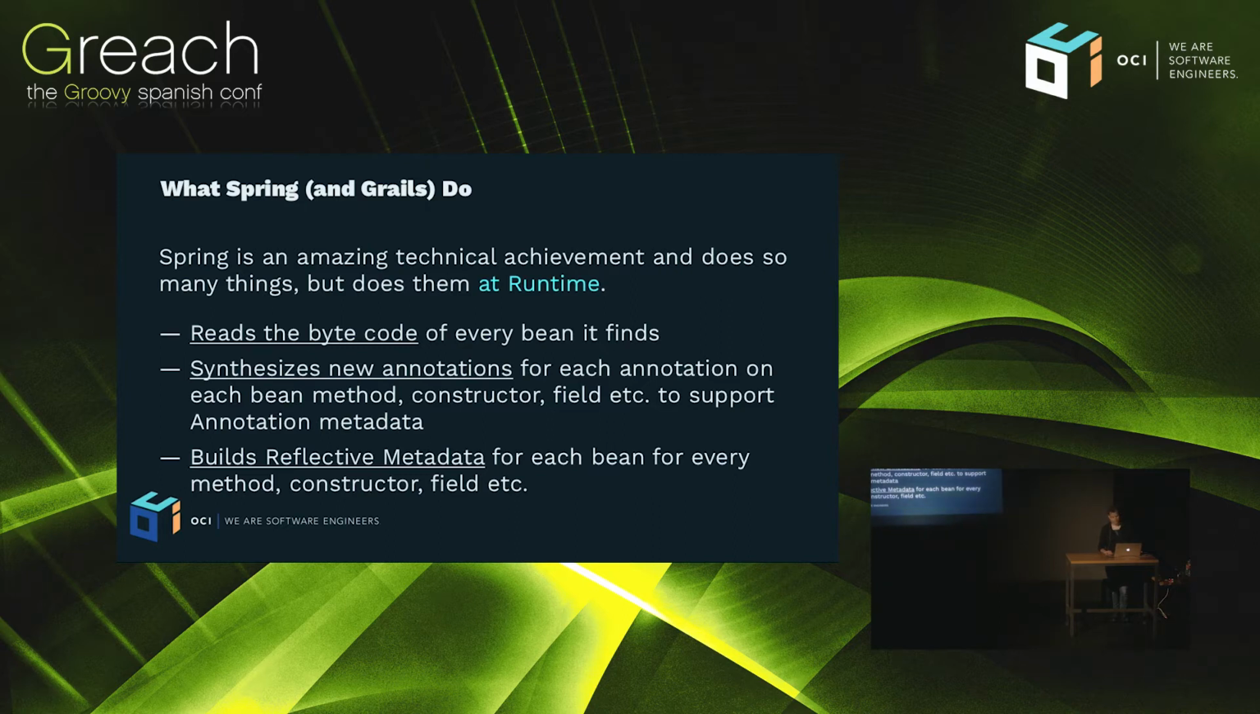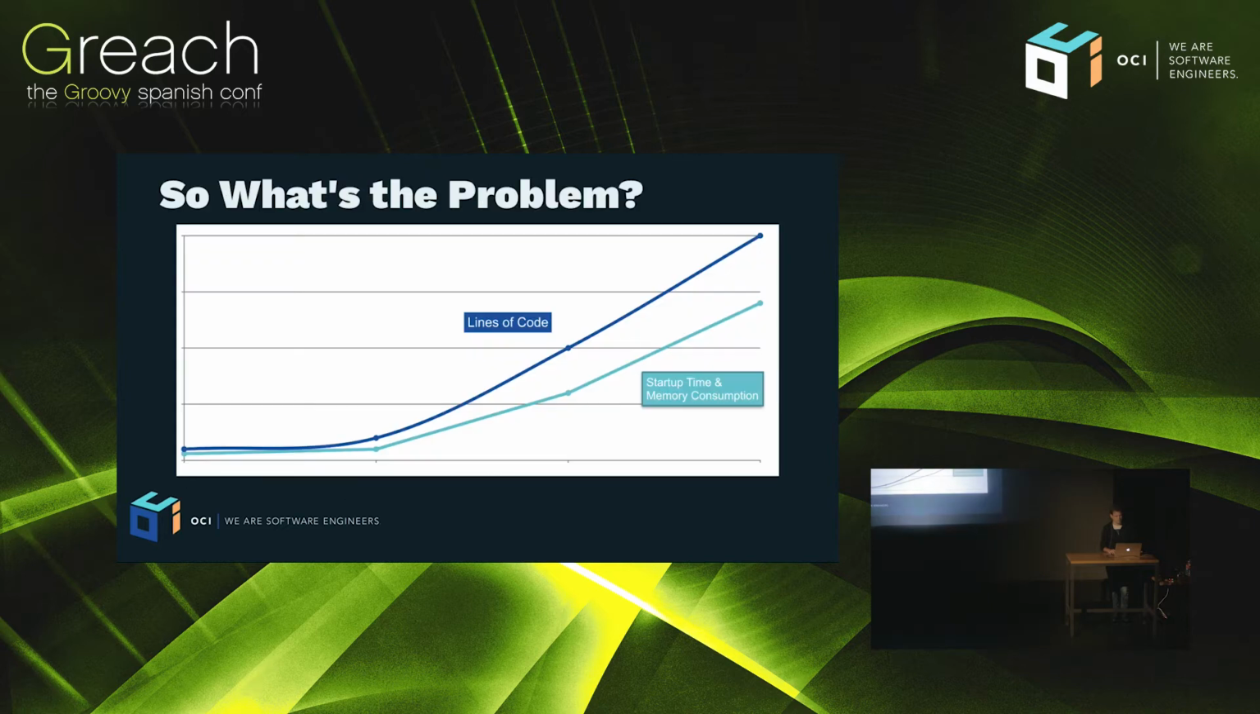Slow in terms of invocation, slow in terms of retrieval, and it impacts startup time. The more reflective metadata that you read, the slower your application starts up. And what this means is that there is a direct correlation, in a Spring or Grails project, between the number of lines of code that you have and the startup time and memory consumption. So the more lines of code you have, the slower your application will start up and the more memory it will consume.